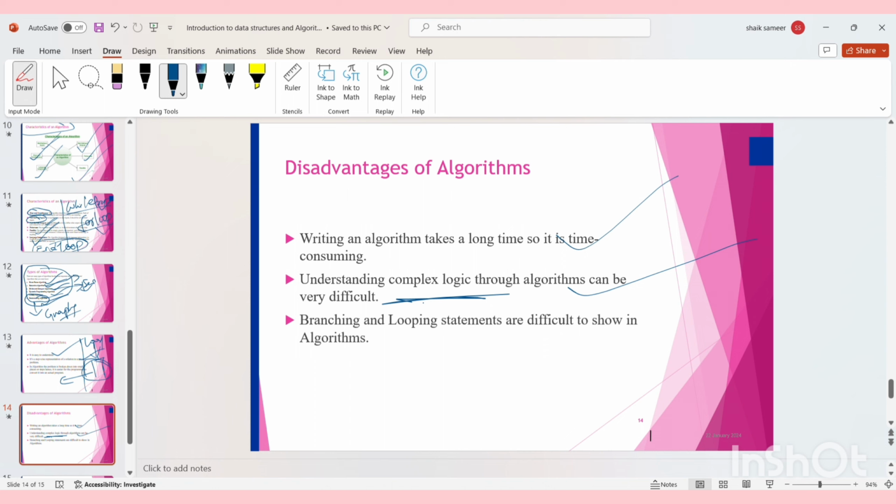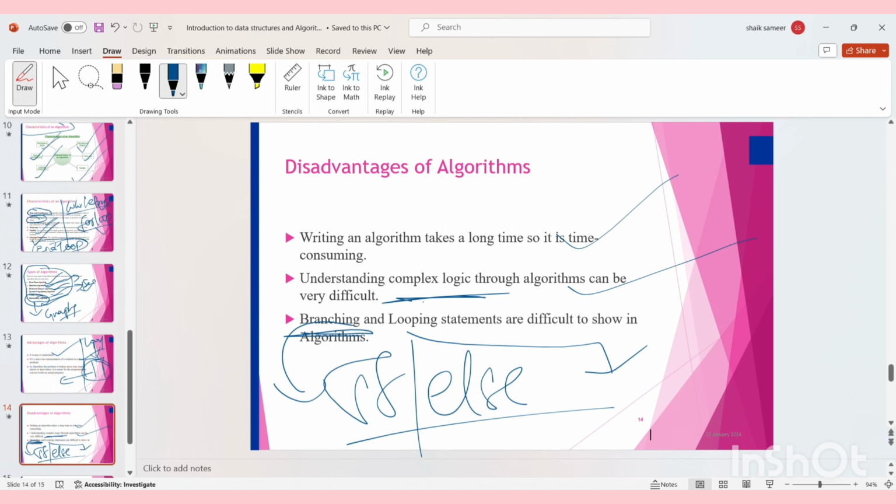The last point is branching and looping statements. Branching statements means if and else statements, like if, else if. Looping statements like for loop and while loop are difficult to show in algorithms. In a flowchart, the branching and looping statements can be written in a condition box, so it may be easy to understand, but in an algorithm these two are difficult to understand. These are the disadvantages of an algorithm.